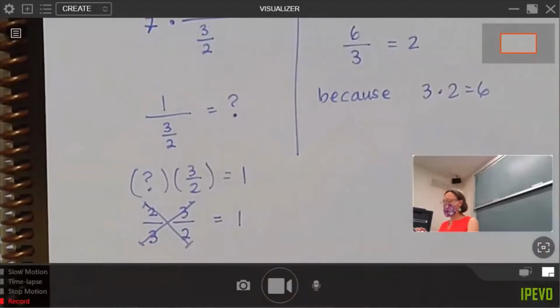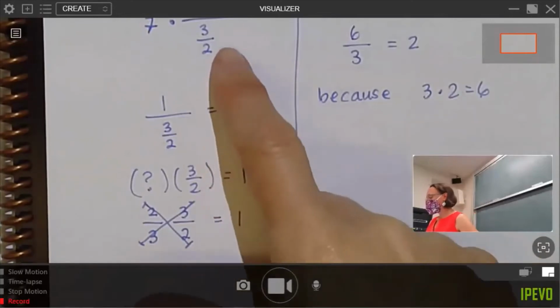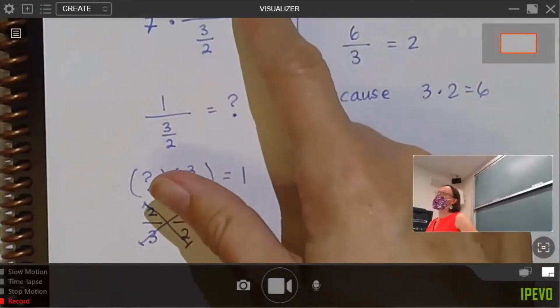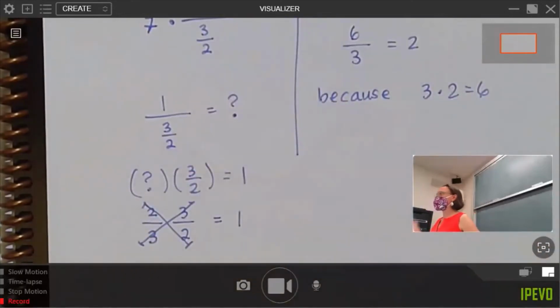So it does work. It works whether we're talking about a whole number on the bottom or a fraction on the bottom, but it's more convenient when we're dividing by a fraction to skip ahead to thinking about it as flipping or multiplying by the reciprocal.